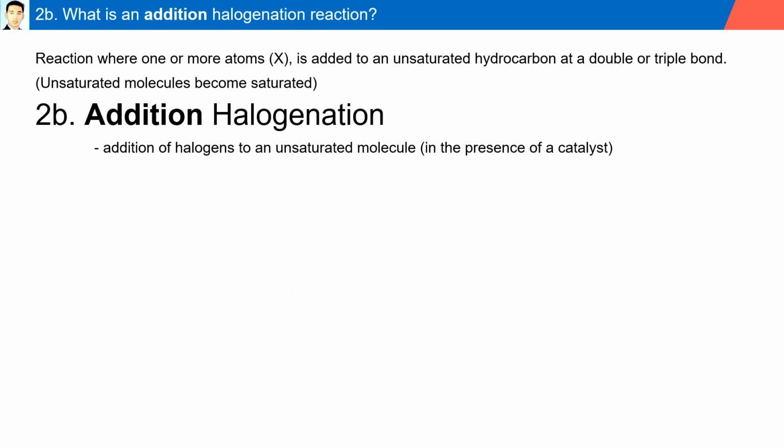What is an addition halogenation reaction? This is a reaction where one or more atoms is added to an unsaturated hydrocarbon at a double or triple bond. But in this case, a halogen is added to the unsaturated molecule in the presence of a catalyst.